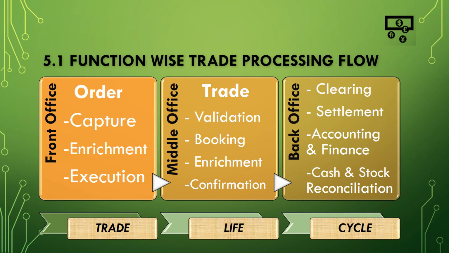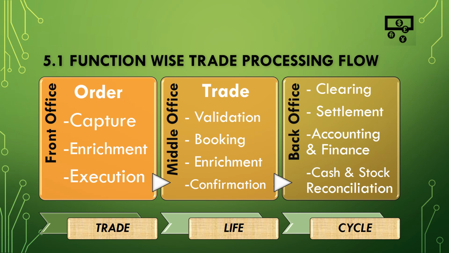Trade life cycle can be divided into three different departments depending on their functions, where front office is responsible for order capture, order enrichment, and order execution. So whenever a client sends an order via FIX message or email or phone, our sales trader is responsible for capturing that order information into the system. Then the system may auto enrich that order as per the standard rules, or the trader can also manually enrich that order. After that, the trader will send that order over to the dealing desk or the execution desk, who will be responsible for execution of that order on exchange or within the organization system.